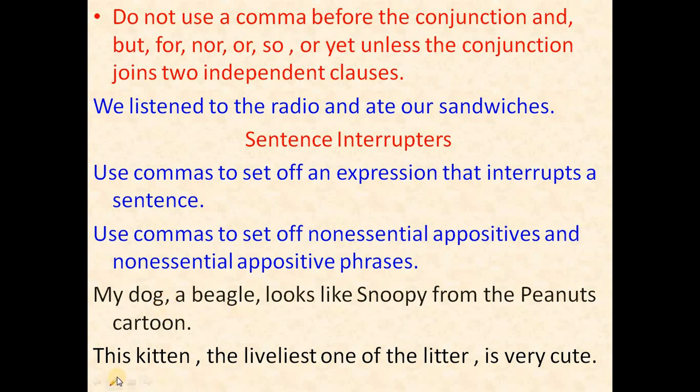The second one, this kitten, the liveliest one on the litter, is very cute. Just erase this part of the sentence. It will be that this kitten is very cute. Now the meaning of the sentence has changed, because this interrupter is used to modify the noun kitten. Which kitten am I pointing to? The liveliest one on the litter.